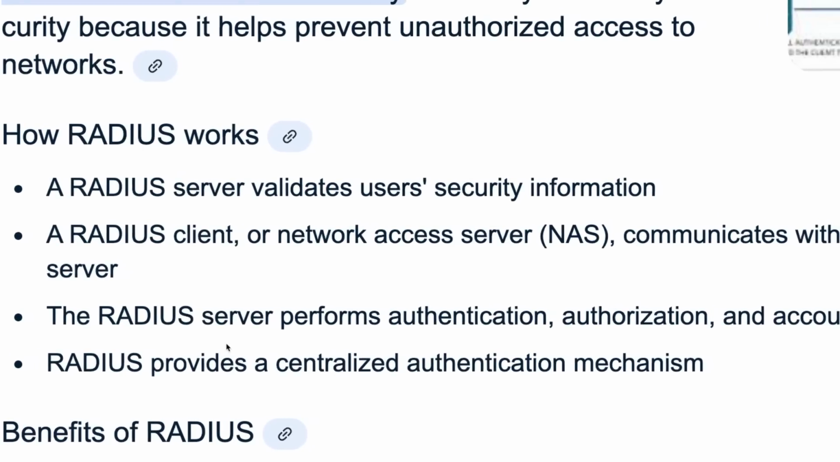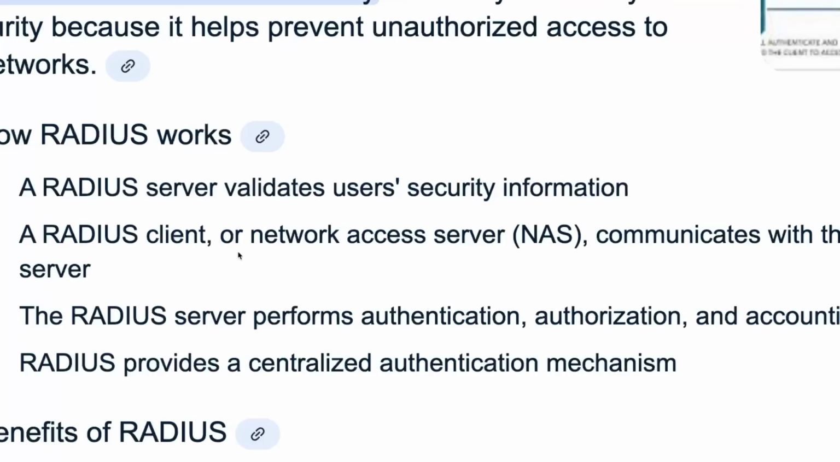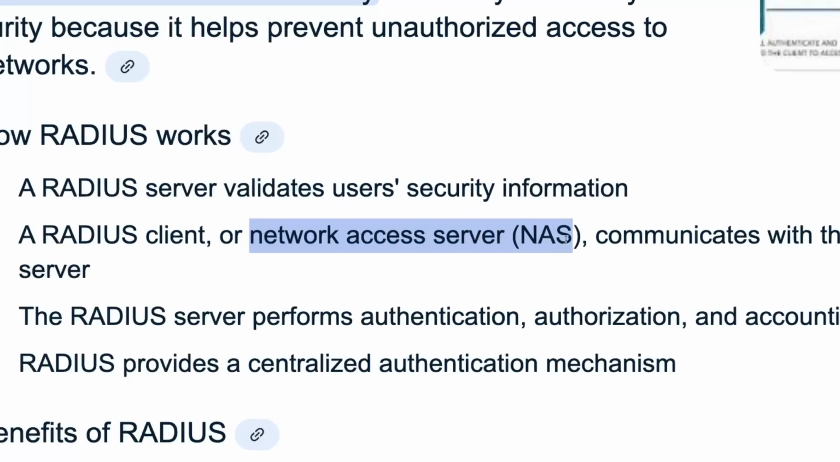So the server, the Radius server, validates the user security information. The Radius client, or the network access server, communicates with the Radius server. So your computer could actually be a client, or it could be the network access server that's communicating with the server, with the Radius server. The word server is losing its meaning.